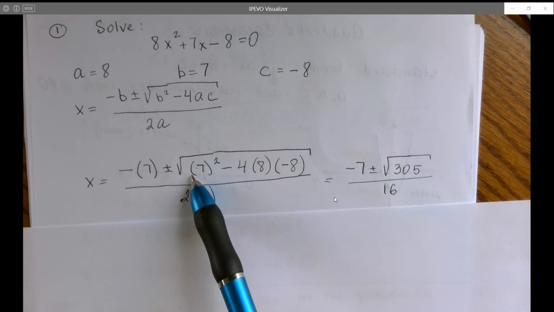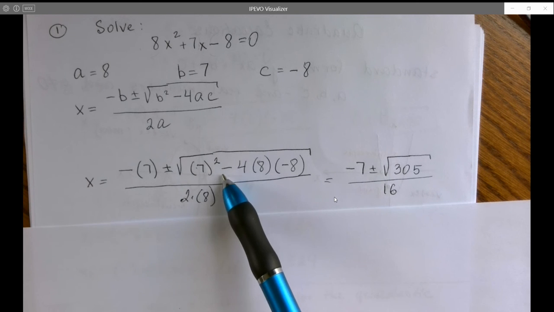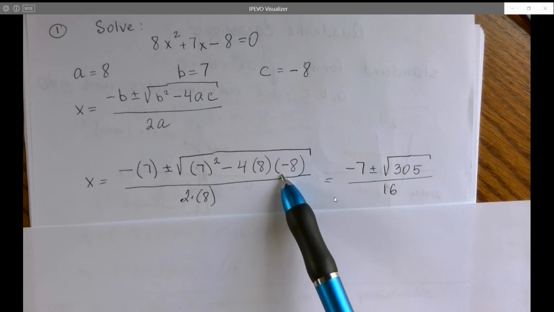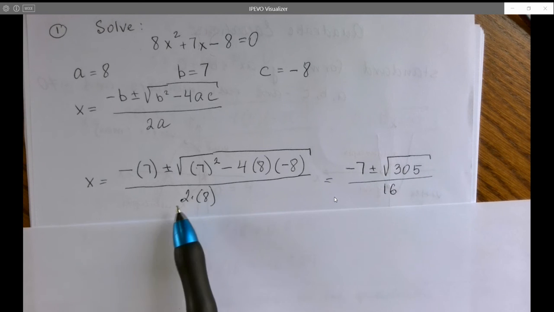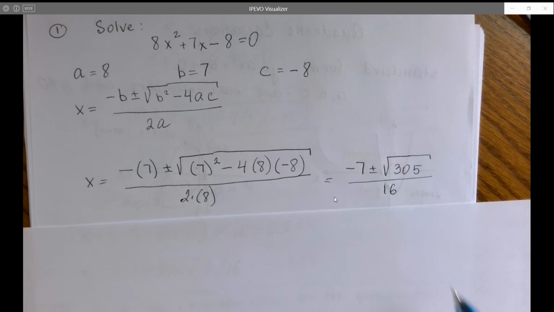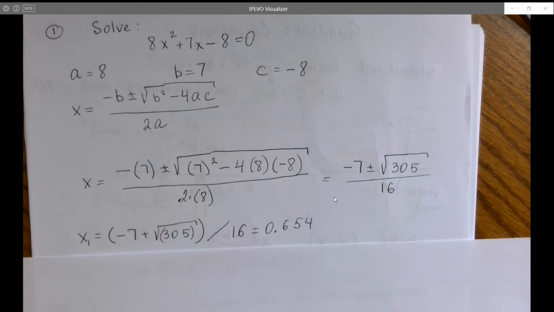We will type this on your calculator inside of parentheses: 7 to the second power minus 4 times 8 times negative 8. And if you type it correctly, it will be 305. Right here we have 2 times 8. It will be 16. Now we're ready to calculate. So we will do it like this.